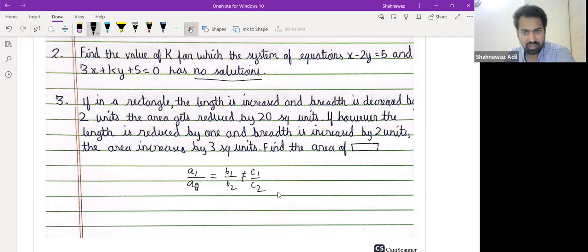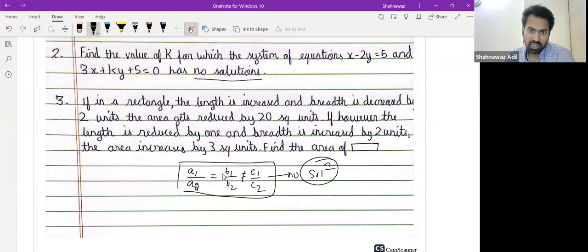Is this correct, Amira? Yes, sir, it's correct. So this condition is for the no solution. Good, good. Now we just have to find what A is. A1 is how much? And A2 is 3. Your voice broke at some point.